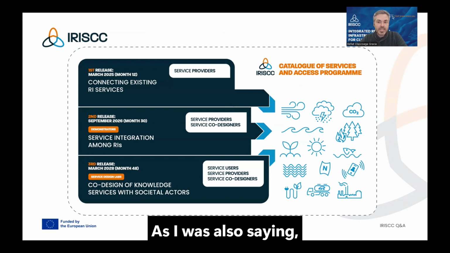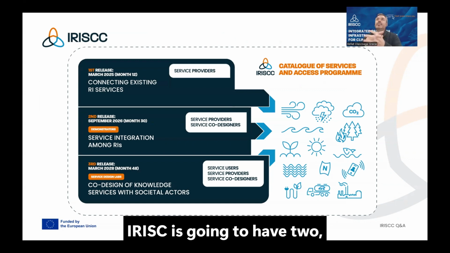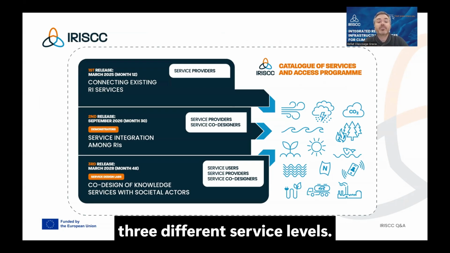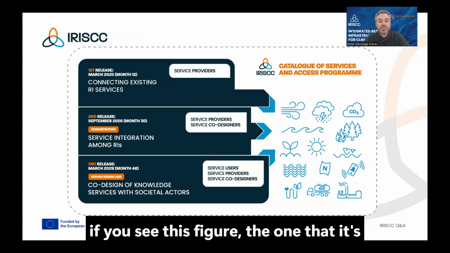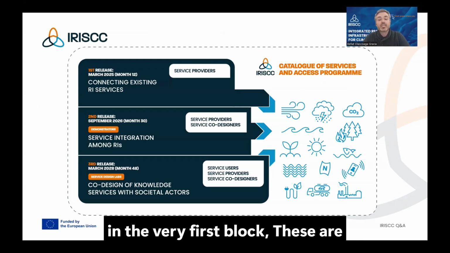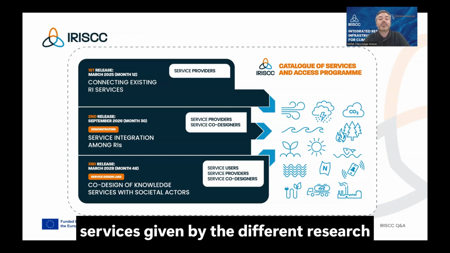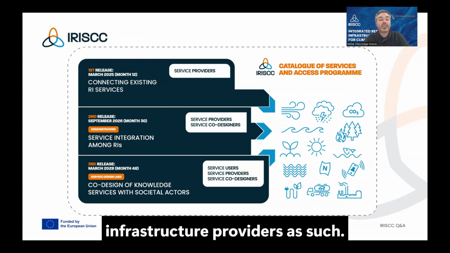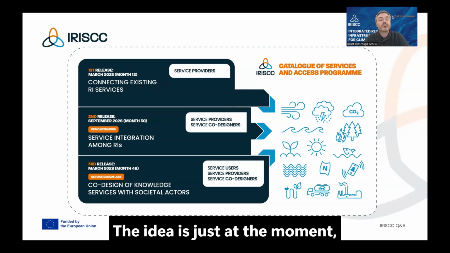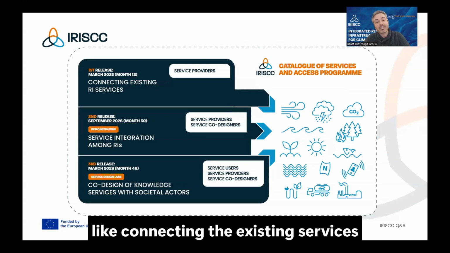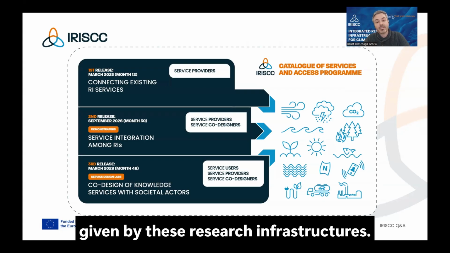As I was also saying, IRISCC is going to have three different service levels. At the moment, if you see this figure, the one in the very first block, these are services given by the different research infrastructure providers as such. The idea at the moment is just connecting the existing services given by these research infrastructures.